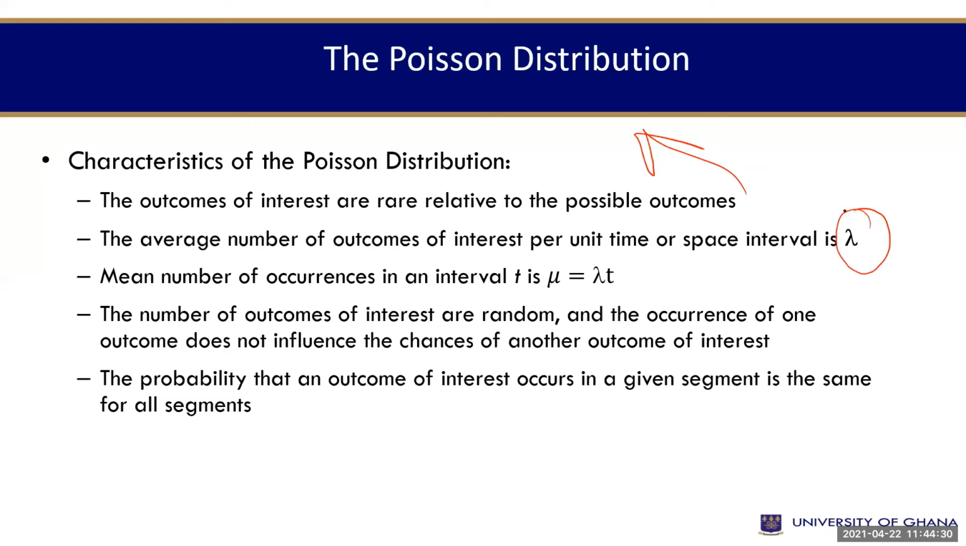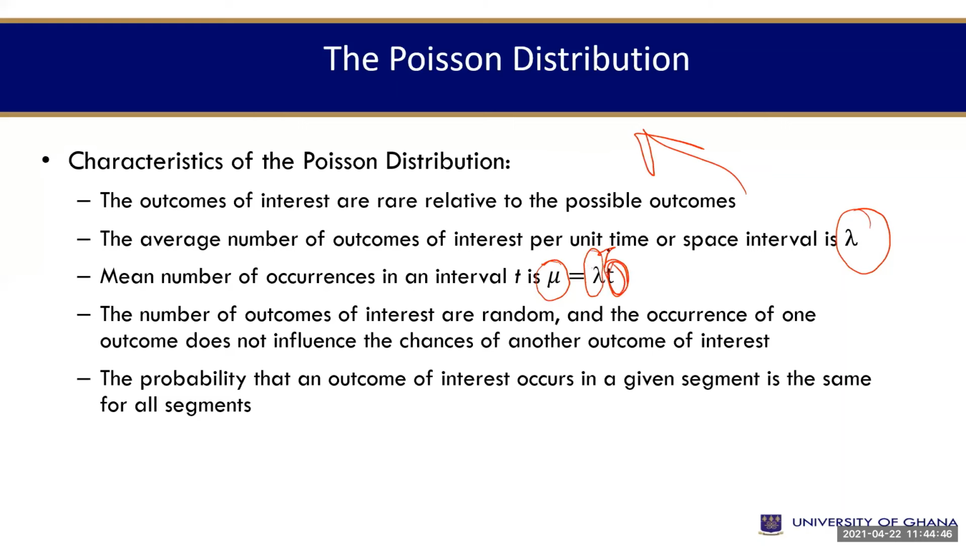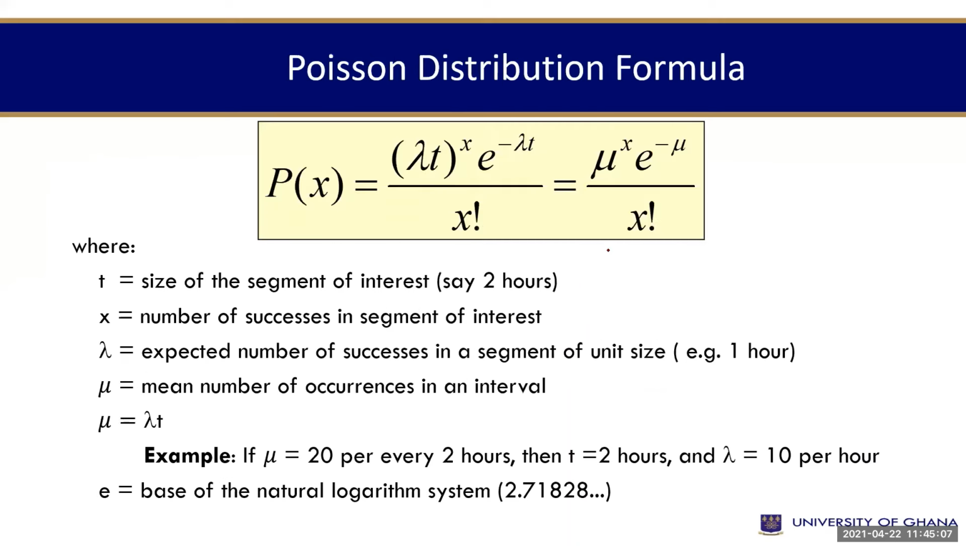Then the mean number of occurrences is defined as mu, which is the average number of outcomes times T, the real outcome. Then the number of outcomes of interest are random, and the occurrence of one outcome does not influence the other. I just like to say they are mutually exclusive. Then the probability that an outcome of interest occurs in a given segment is the same for all segments.